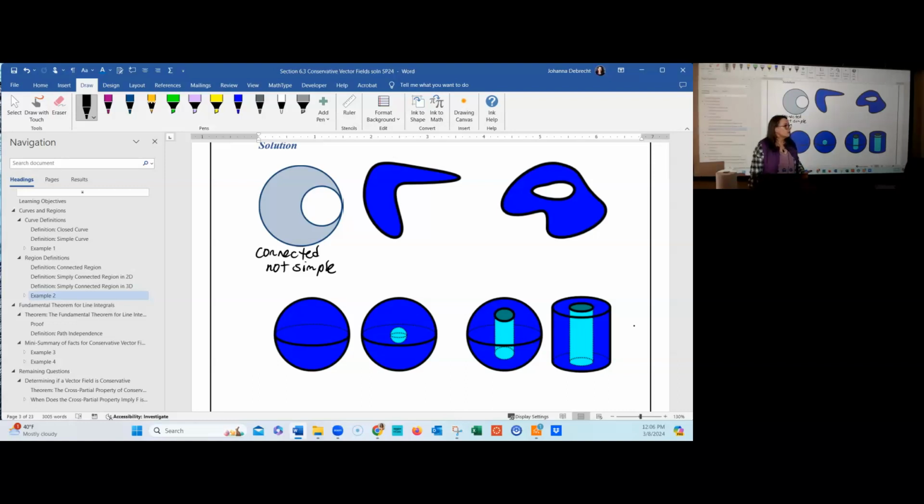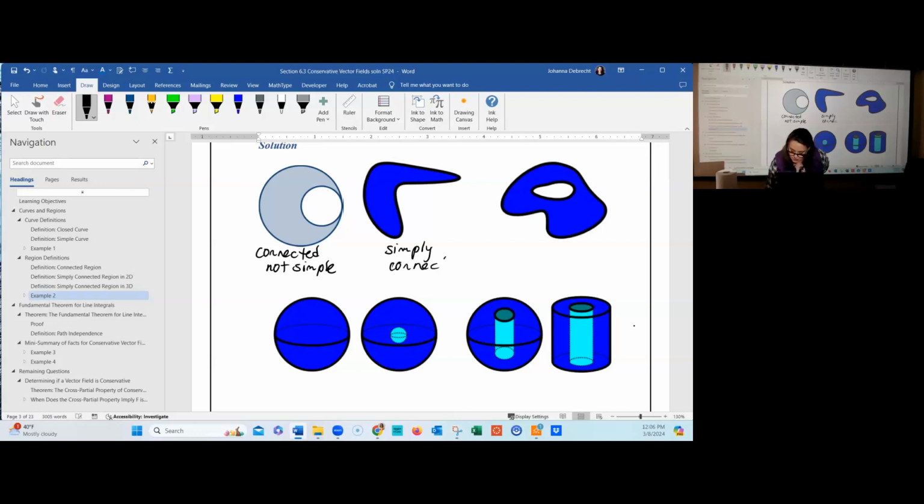Is it simple? It's a two-dimensional shape, and the only thing that prevents a two-dimensional shape from being simple is a hole through it. But there is no hole. Yes, it kind of turns, but there's no hole surrounded by points within that region. So this one is both simple and connected, or what we would term simply connected.